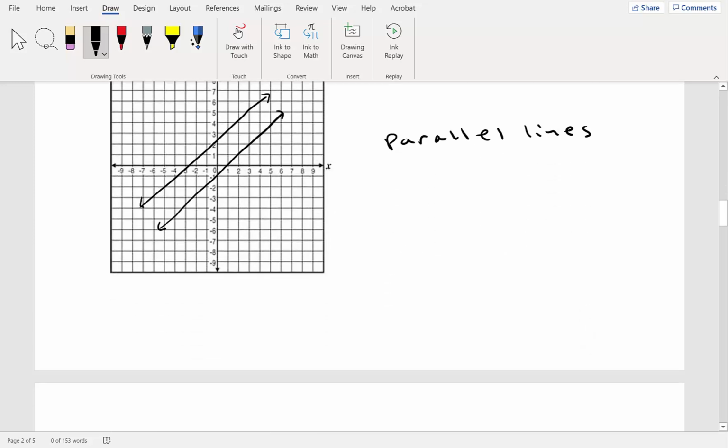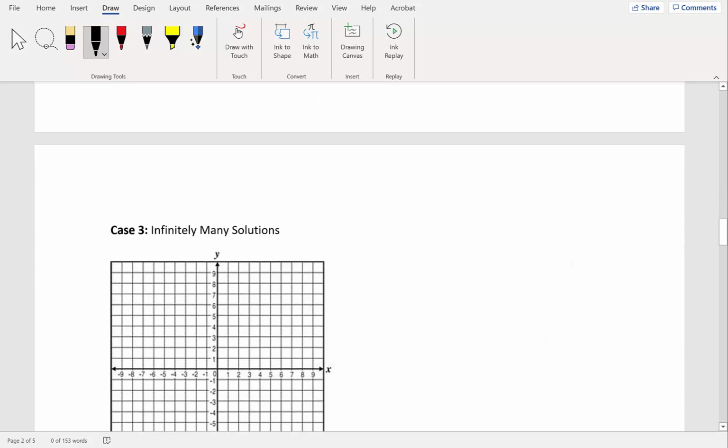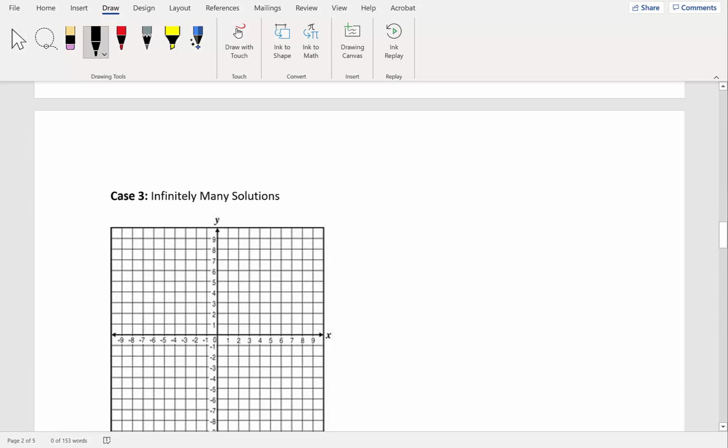Now case 3 is infinitely many solutions. Infinitely many solutions is if you draw both of the graphs and it's exactly the same line.